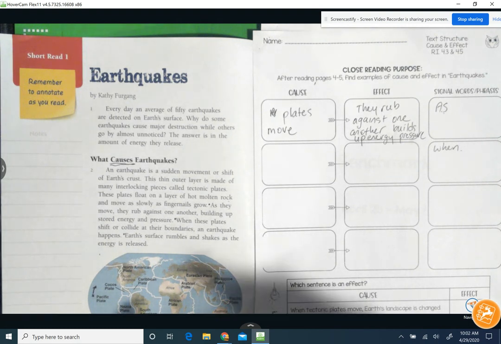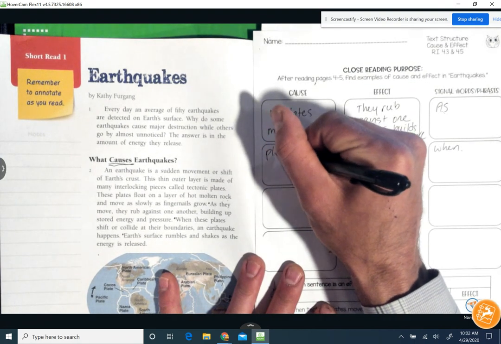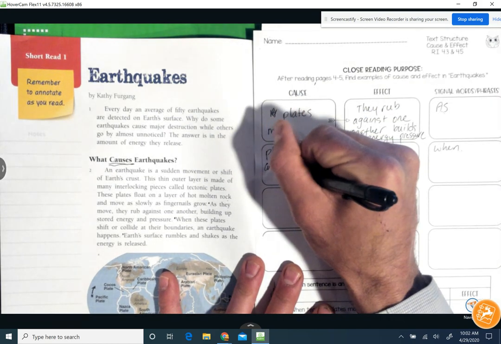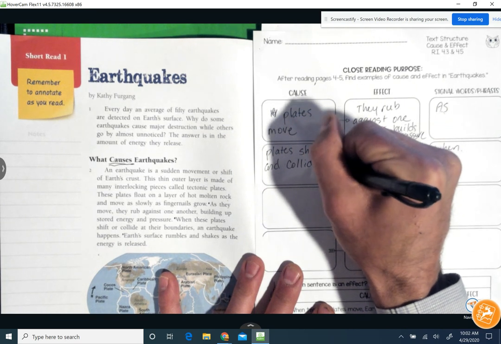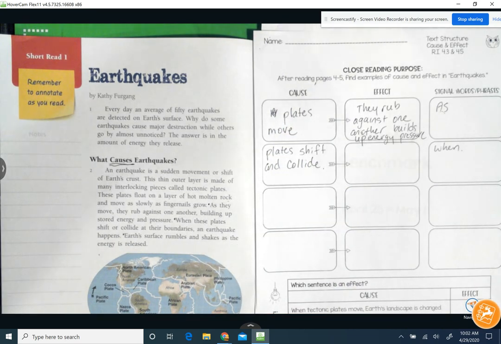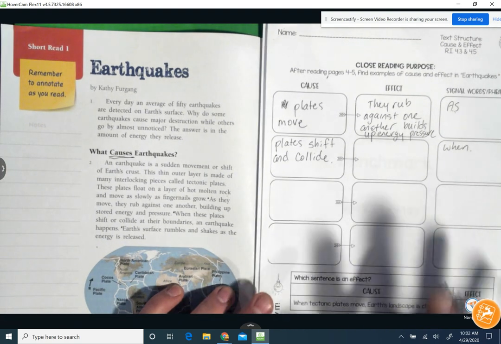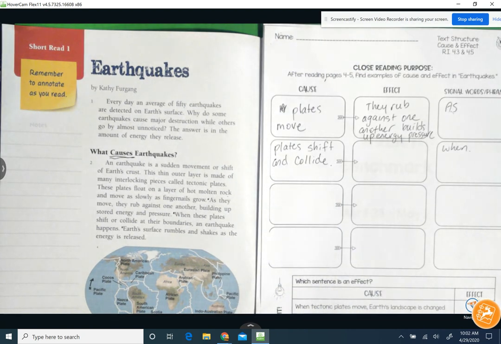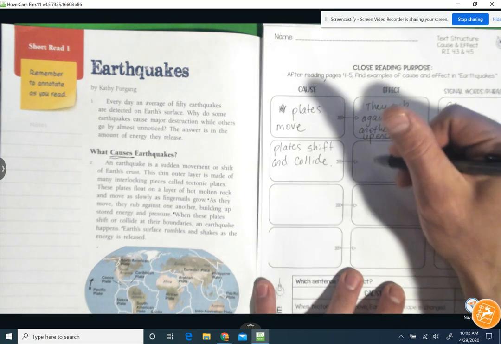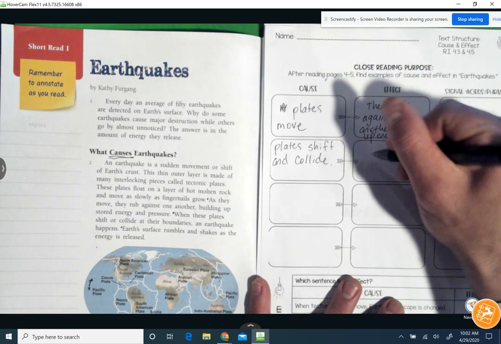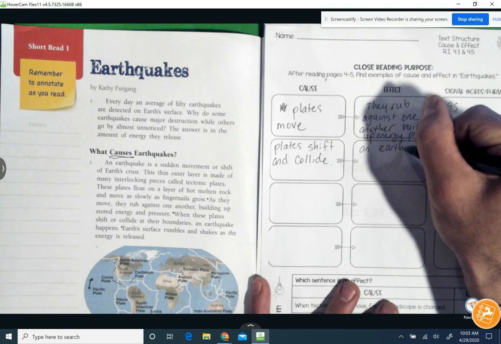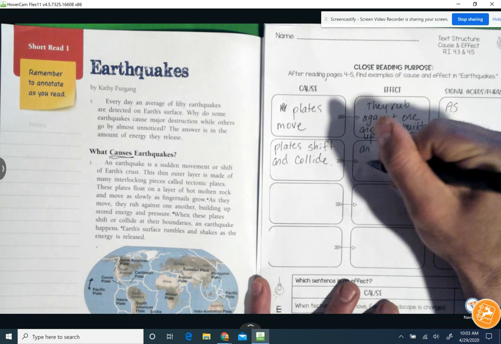Okay. When plates, so the cause, plates shift and collide, right? So plates are going to shift and they're going to collide, and I'm going to animate that for you here in just a second. But plates shifting and colliding, well, what's going to happen? What's the effect? An earthquake happens.